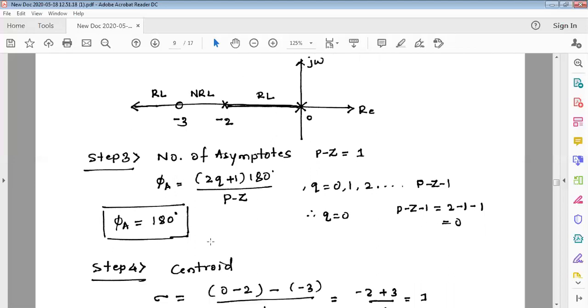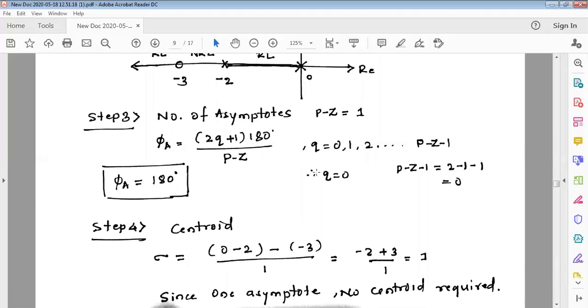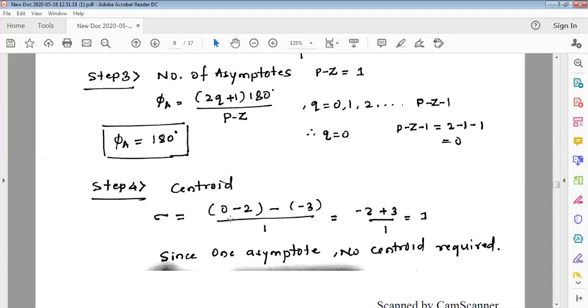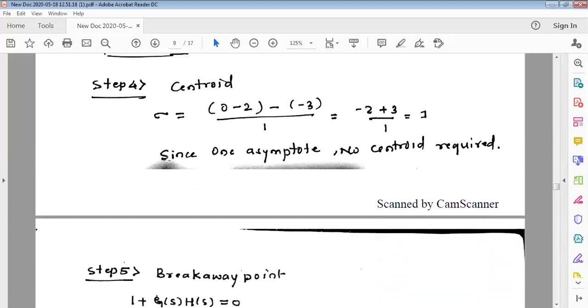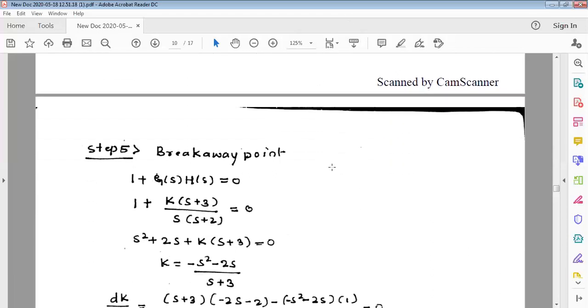So that is 180 degrees, the asymptotic angle. So what about the centroid? Since we have only one branch, actually there is no need of the centroid, but we'll calculate how exactly the centroid is obtained. Sigma is equal to the sum of the real parts of the poles, that is 0 and minus 2, minus the sum of the zeros, minus of minus 3. So that results in 1, so the centroid is located at plus 1. From that, the asymptotic angle is 180 degrees, which means the negative part of the real axis will be the asymptote. Since one asymptote is there, no centroid is required. Since we have an angle of 180 degrees, the centroid is not required.